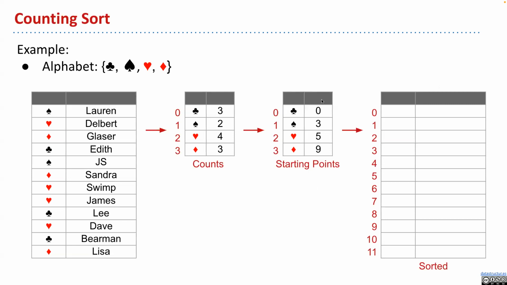Now, there's 2 ways to go about the algorithm. One is to try and find all the spades and fill those in first. The other is to copy the items over here first. Okay. What's your gut feeling? Do you think I should copy Lauren, then Delbert, then Glazer? Or do you think I should copy Edith, then Lee, then Behrman? It's like a gut feeling.